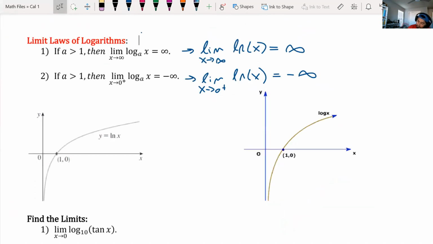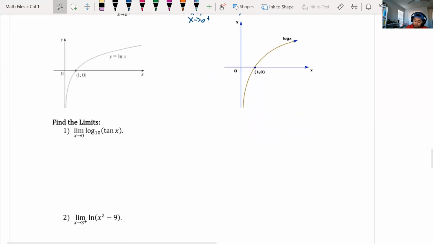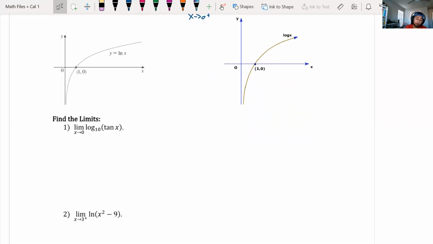Okay, cool. So those are our limit laws for logarithms. So let's go ahead and try them out below. So number 1, the limit as x approaches 0 of log base 10 of tangent x. So once again, these are just like exponentials. We have the log of a function. So what we want to do is just focus on the function inside and then apply that limit to the inside function. So we'll go from there.